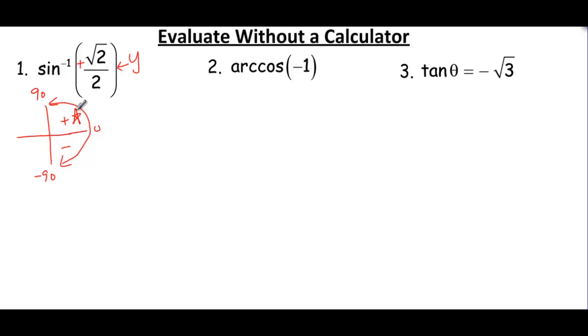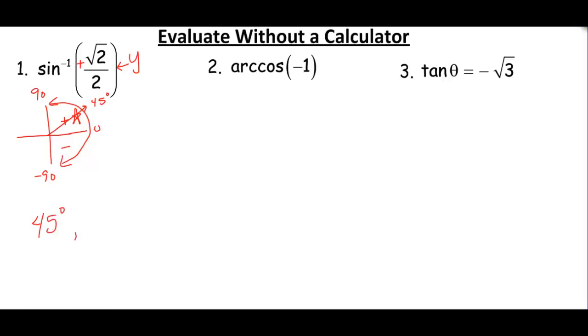Well, for me, I can remember that root 2 over 2 happens at the 45 degree angle mark. So I know that this is my 45 degree family. So my last step is to answer the question. And for me, I want all answers in both radians and degrees, just for our practice. So what angle is in the first quadrant that has a 45 degree reference angle? Well, that is 45 degrees.